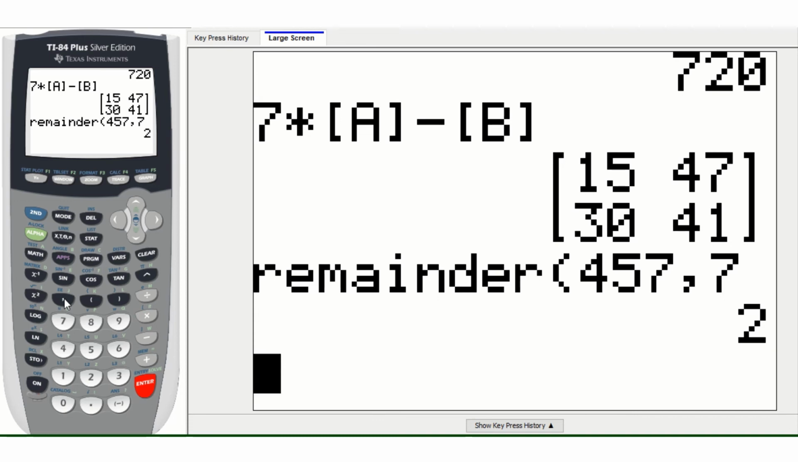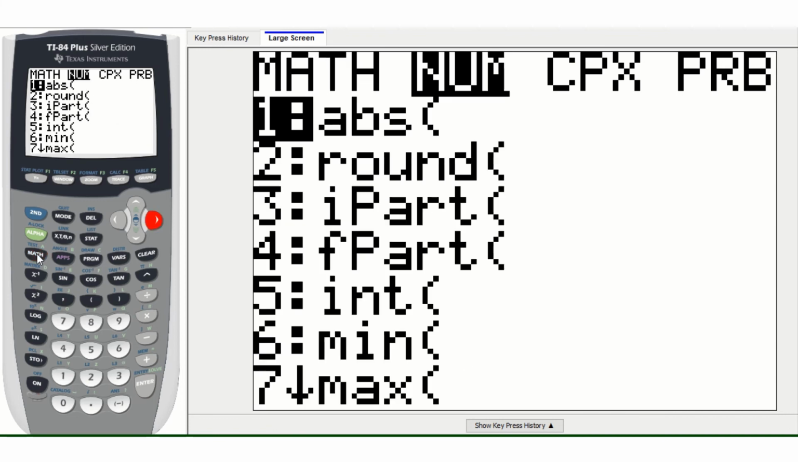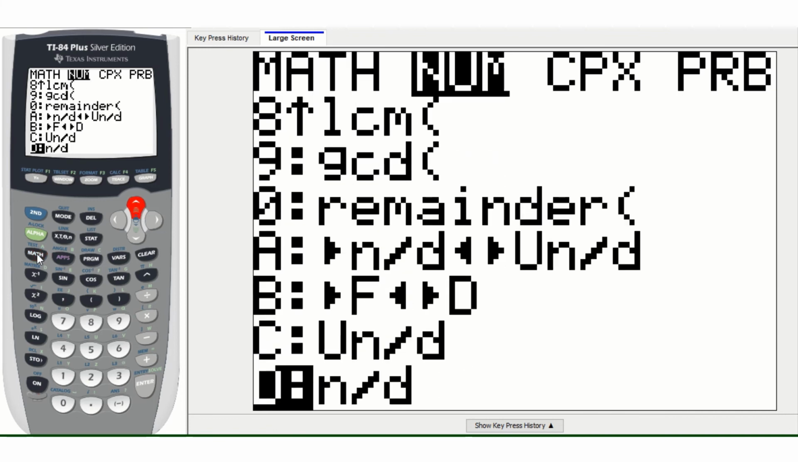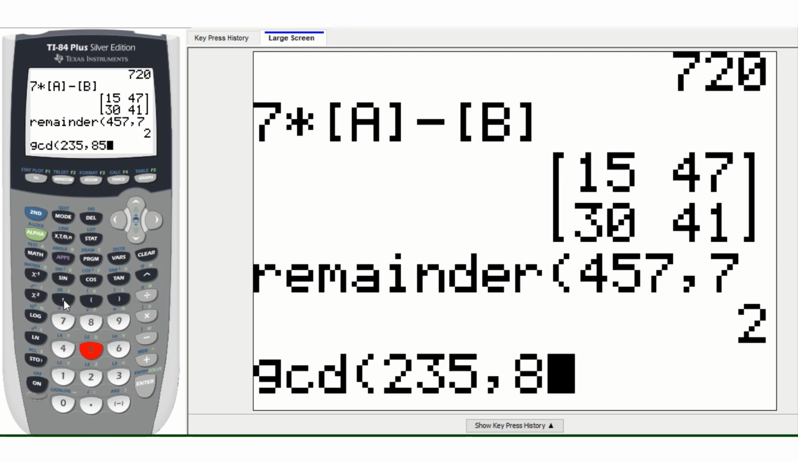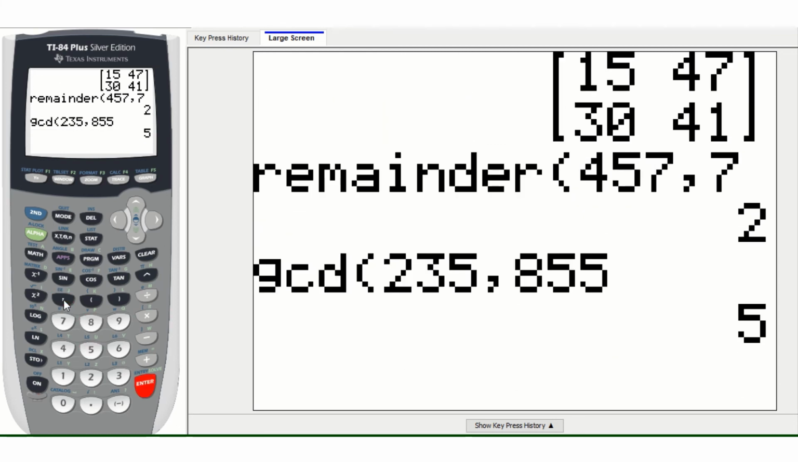Same thing, if I wanted like the greatest common factor, so math, go to number, scroll down until I see greatest common factor, or this calculator calls it greatest common divisor. And then same thing, I'm going to put a comma in between those. So that comma button's above my 7. And it'll just find it for me.